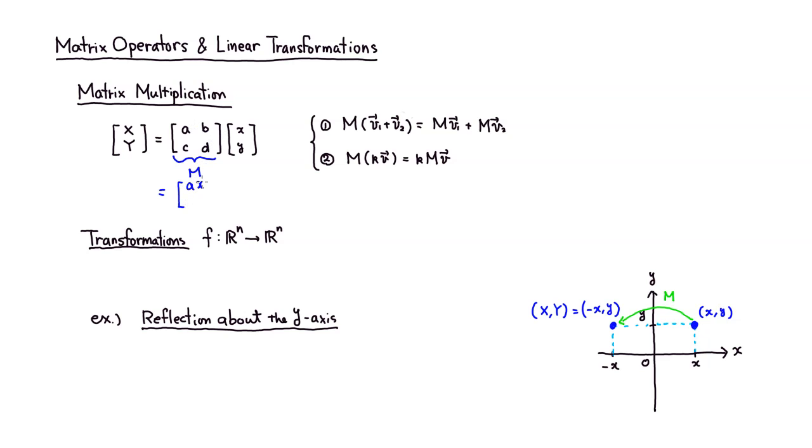ax plus by and cx plus dy, right? And as you know, matrix multiplication satisfies the linear operator properties: M times a vector v1 plus a vector v2 is M times v1 plus M times v2, and also the constant multiple, M times k times v, is k times Mv, right? So we know that it satisfies this. So this is a linear operator.